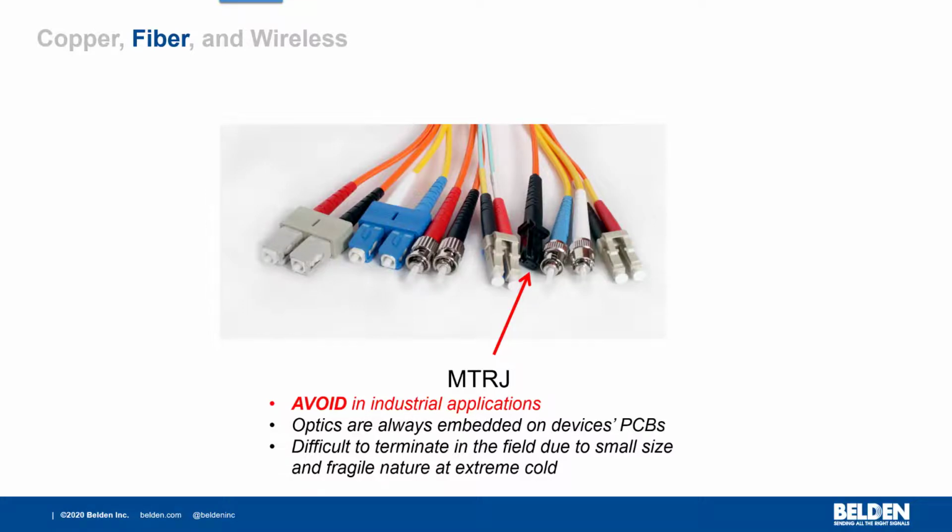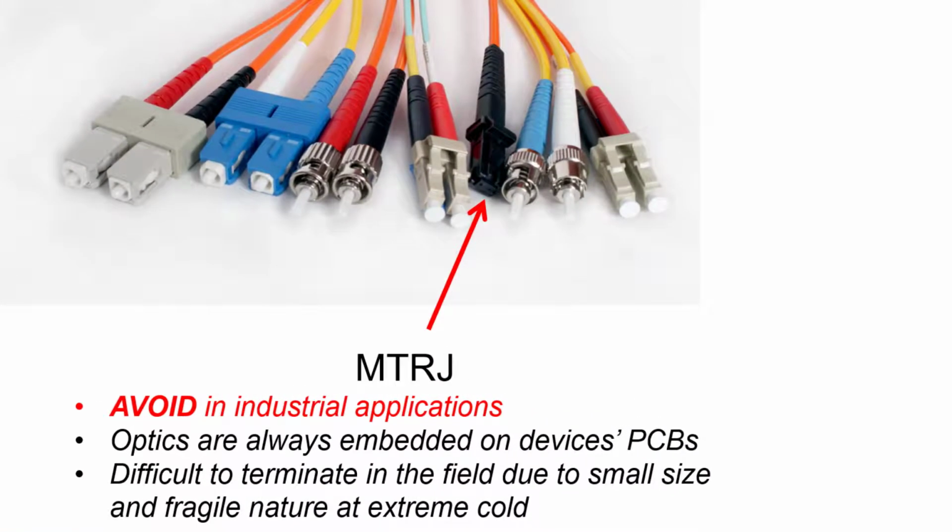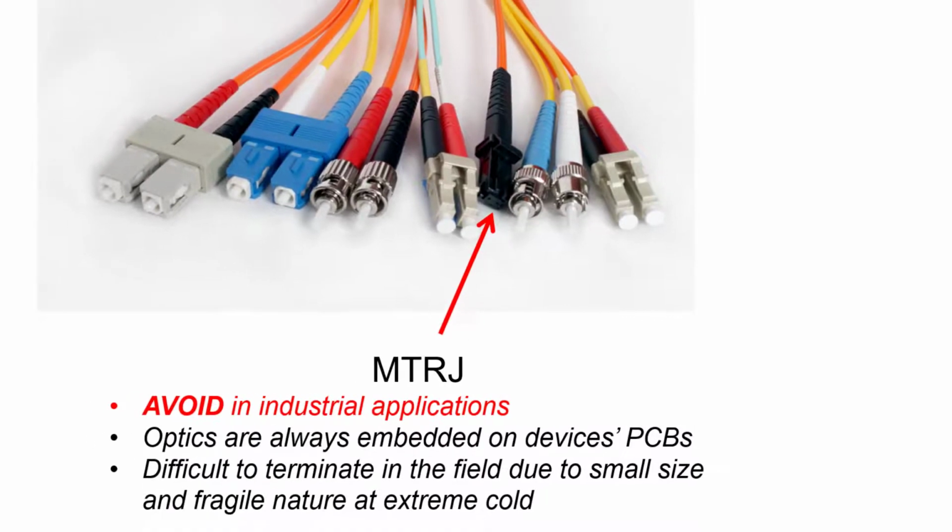Last but not least, we have the MTRJ. This is something that should be avoided if at all possible in industrial applications. This is a connector from the enterprise world or the office world. Here too, the optics are usually embedded on the device's PCBs. The reason that we encourage you to avoid the MTRJ is because it is very difficult to terminate in the field due to its small size. There are two individual strands in one connector, making it very difficult to wire out in the field.